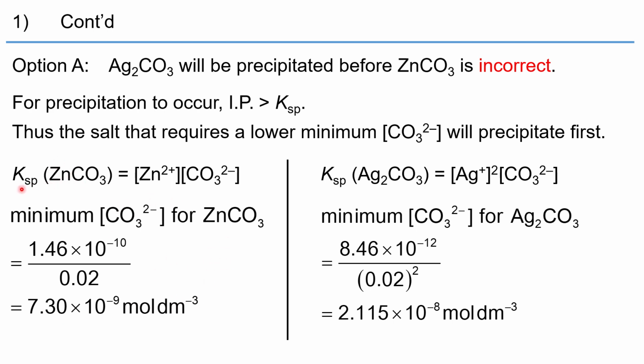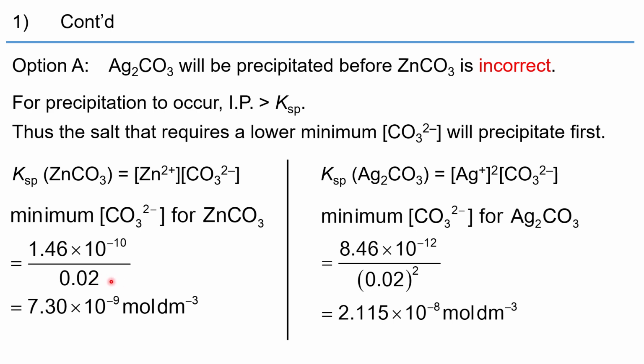Now, based on that, let's take a look at the zinc carbonate first. The Ksp of zinc carbonate, if you were to write out the expression, will be the concentration of zinc 2+ multiplied by the concentration of your carbonate ion. Now, working backwards to find the minimum concentration of the carbonate ions for zinc carbonate, you can use the Ksp value divided by 0.02.